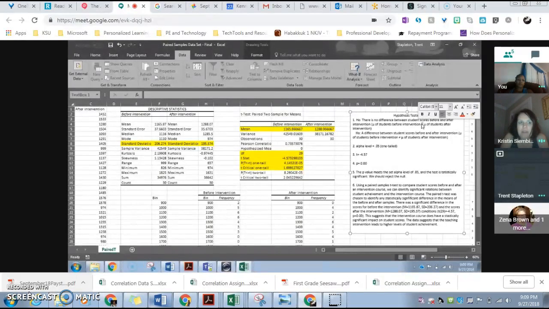I'm sorry, I'm on the wrong one. I had the wrong one up. Okay, so the first one is there's no difference between the means of the paired observations because they're paired.